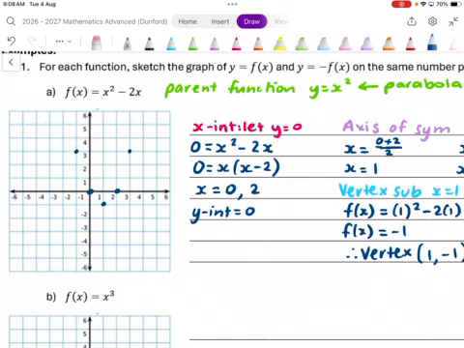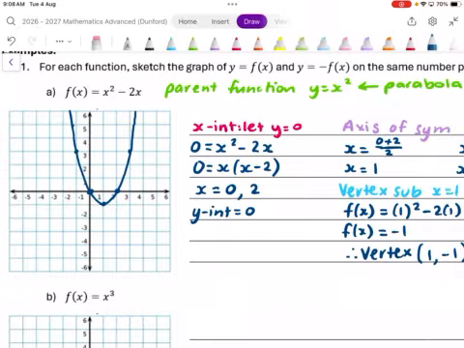If we were to work out where it's at 4, so 4 squared is 16, minus 2 lots of 4 is 8, so it would be at 16 minus 8, which is 8, which is off our graph. So what we want to do is draw our function going through those key points. Oh my pen, it's not cooperating this morning, sorry.